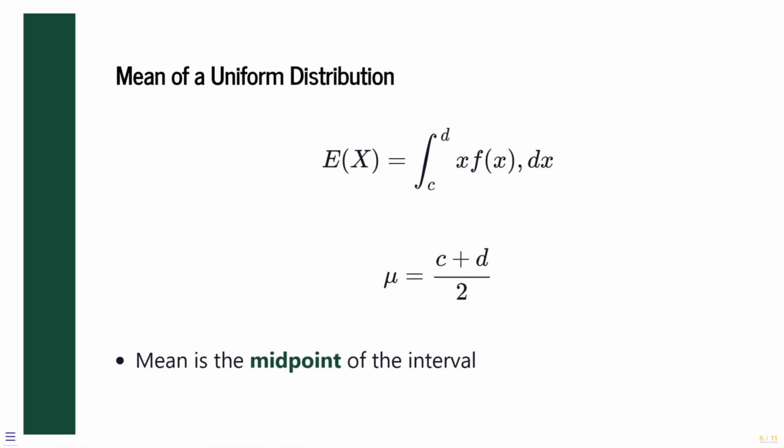Next, we consider the mean of a uniform distribution. Using the expected value formula and integrating over the interval from c to d, the mean simplifies nicely to (c plus d) over 2. This makes intuitive sense. The average value of something that is equally likely across an interval should be the midpoint of that interval.